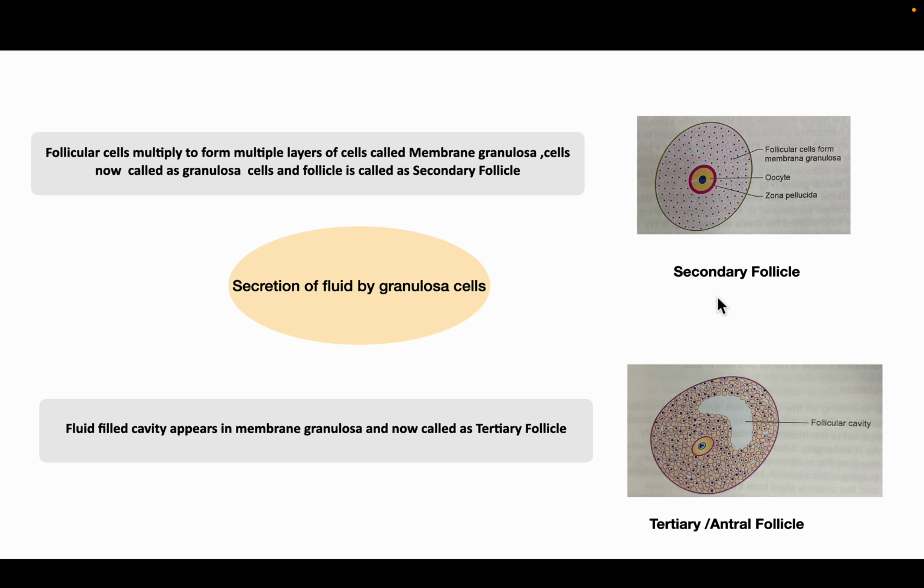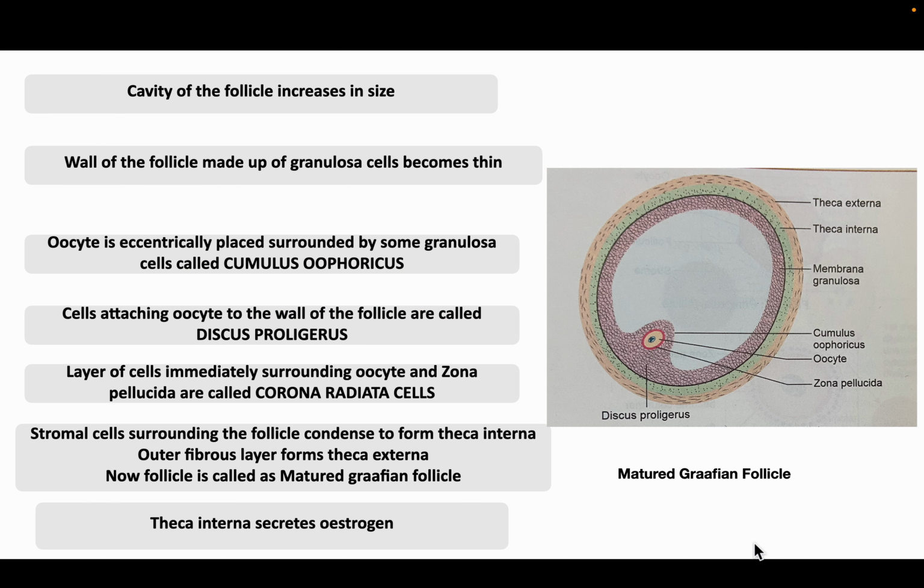Then what happened next is that the follicular cells multiply to form the membrana granulosa. The cells, now called granulosa cells, are polyhedral cells, and the follicle is given the name secondary follicle. Now these granulosa cells secrete secretions. A fluid filled cavity appears in the membrana granulosa. Now it is called a tertiary or antral follicle.